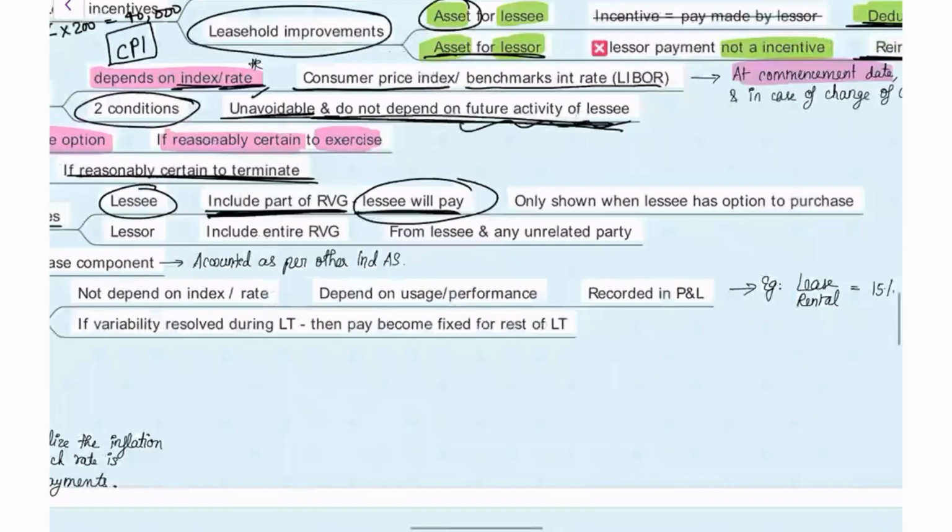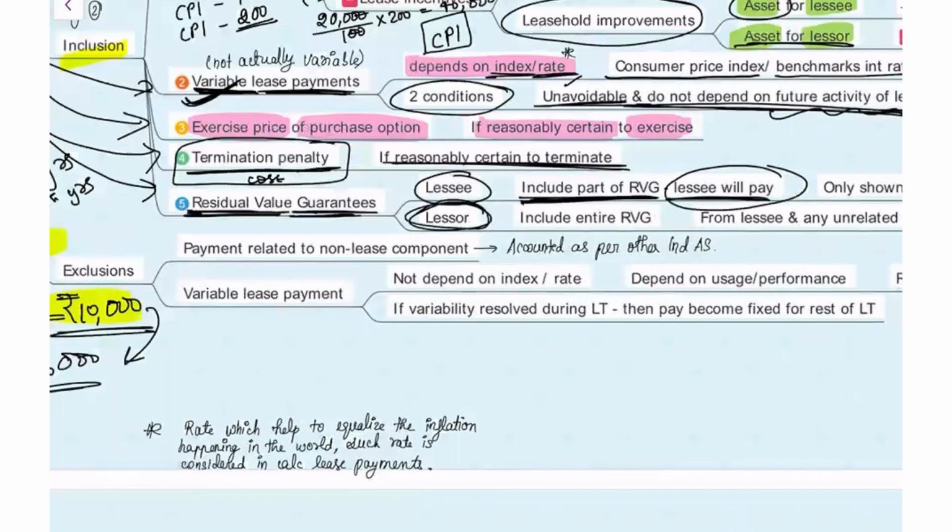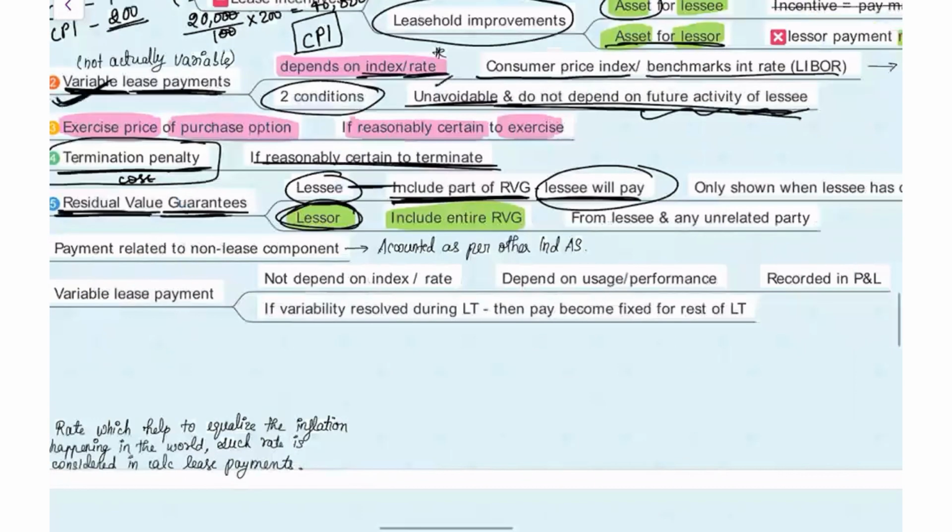So then from the perspective of lessor, whenever you're doing lessor accounting, we'll understand about this. But for now, I'm saying here, when you're accounting for lessee, only the residual value guarantee that the lessee is going to pay, he will include that in the lease payment. But when you're talking about lessor's perspective, lessor will include the entire residual value guarantee, which he is either going to get from the lessee or any other unrelated third party.